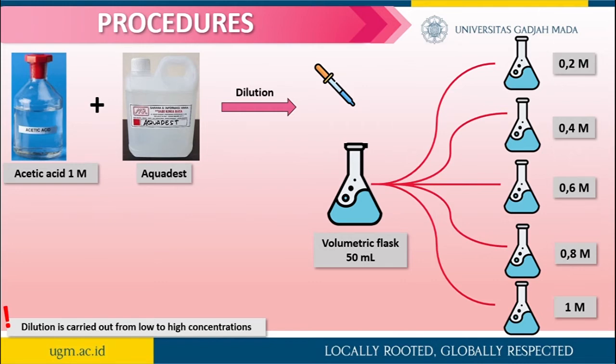But the question is, how much acetic acid did you take? Make the calculation first to determine how much acetic acid to take. Use the ordinary dilution formula to get the volume. Each dilution was conducted separately in order to get several concentrations of acetic acid: 0.2 molar, 0.4 molar, 0.6 molar, 0.8 molar, and 1 molar. The dilution is carried out from low to high concentration, and make sure the solution is homogeneous.